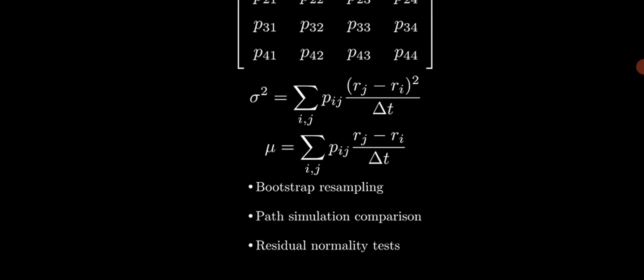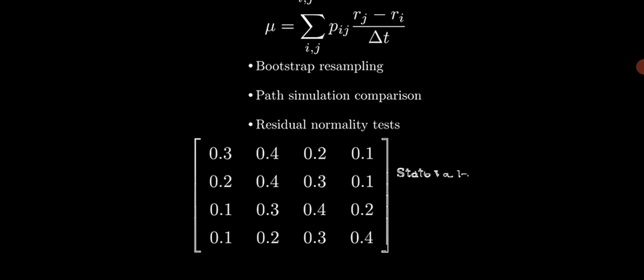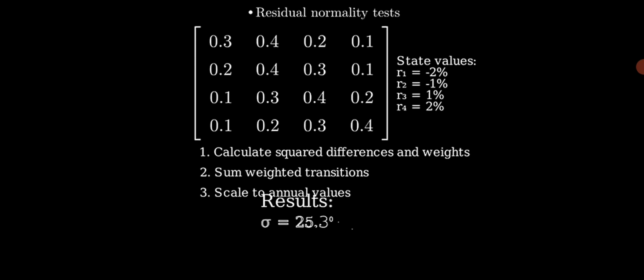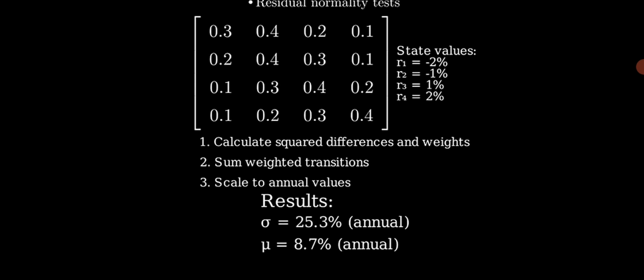Let's work through a simple example. Suppose we have daily returns data that we've classified into 4 states. After counting transitions, we get this transition matrix. Using these values and our formulas, we can calculate: 1. The volatility estimate by summing the squared differences. 2. The drift estimate by summing the weighted transitions. This gives us estimated annual volatility equals 25.3%, estimated annual drift equals 8.7%.